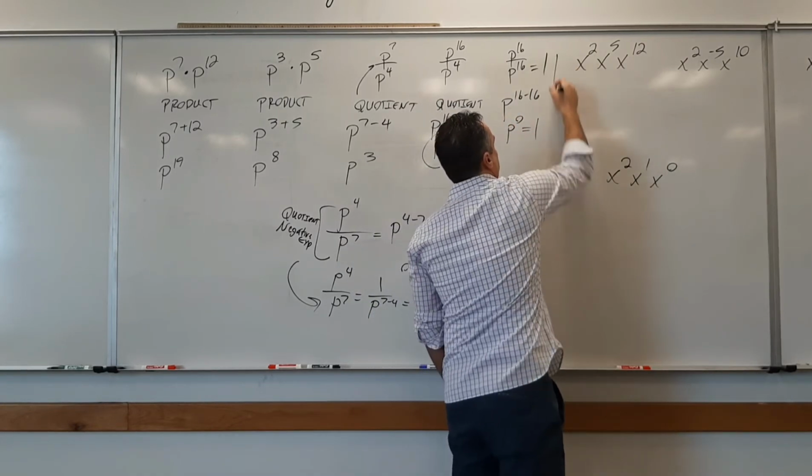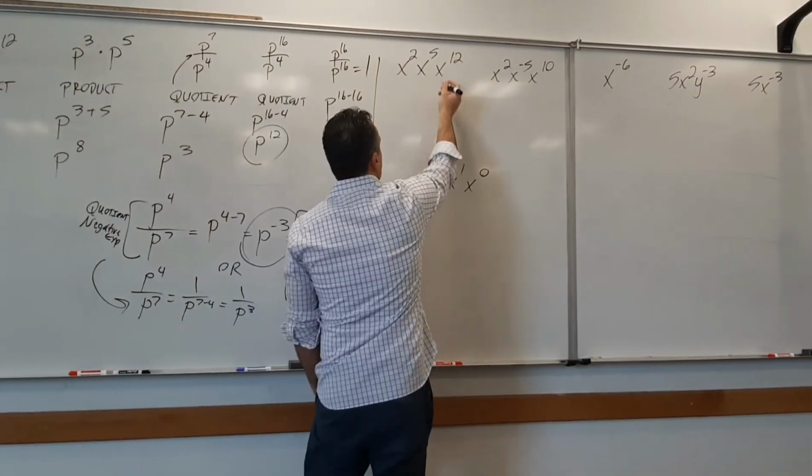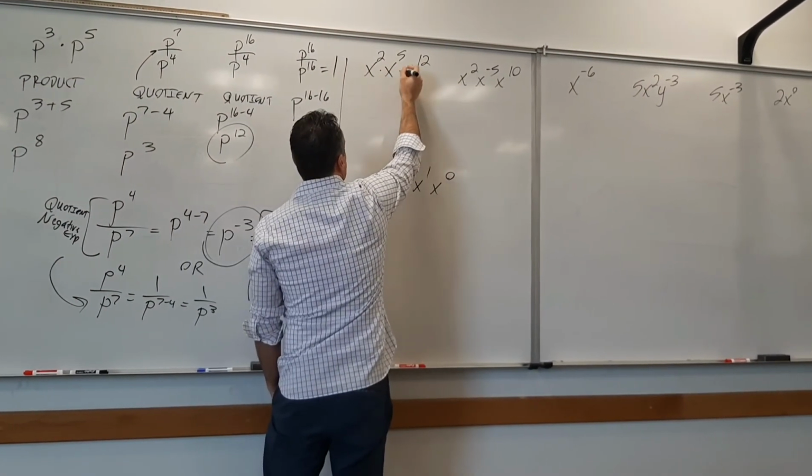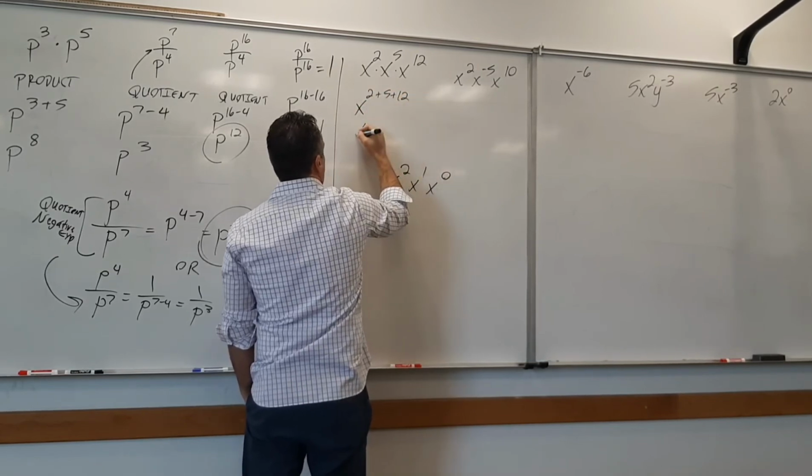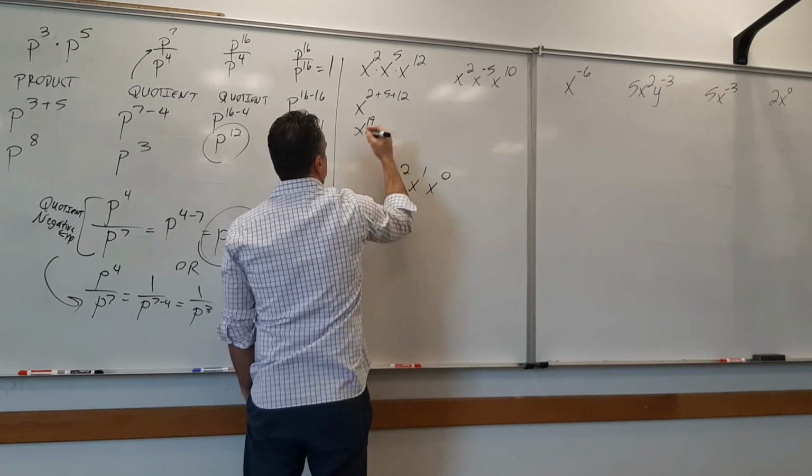All right, let's do these three right here, okay? So it doesn't matter. There's nothing written in between these, so we assume it's multiplication. You can put the dots in there if you want to, but it's going to be x to the 2 plus 5 plus 12. You get to add them all up. 2 plus 5 is 7 plus 12 is x to the 19th. Done.